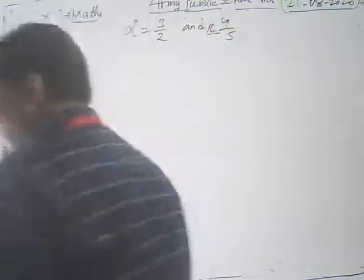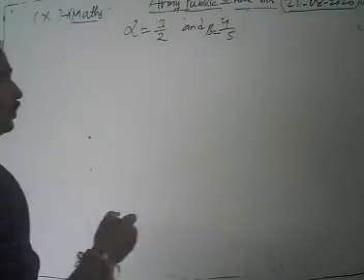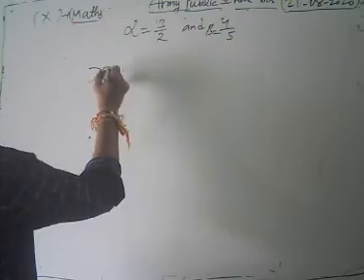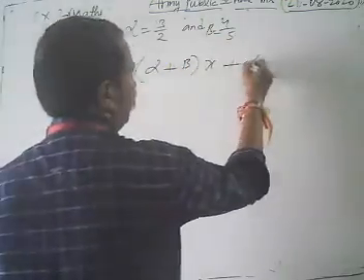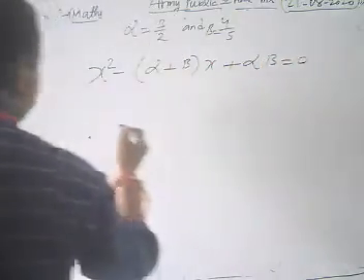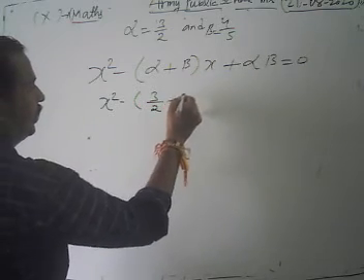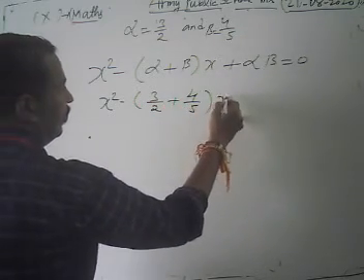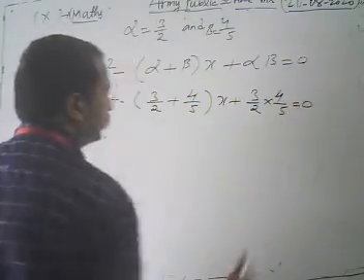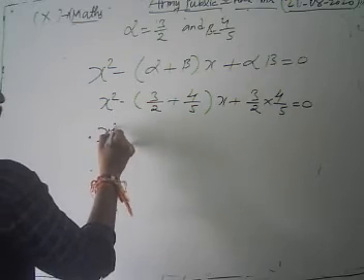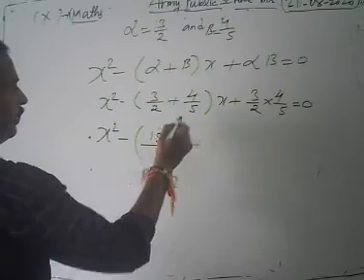We have to form a quadratic equation whose roots are 3 by 2 and 4 by 5. Then what is our equation? x square minus (alpha plus beta) into x plus alpha into beta is equal to 0. Then x square minus (3 by 2 plus 4 by 5) x plus 3 by 2 into 4 by 5 equal to 0. Now we are going to take the LCM. The LCM of 2 and 5 is 10.